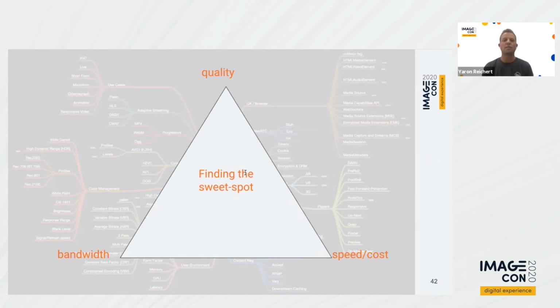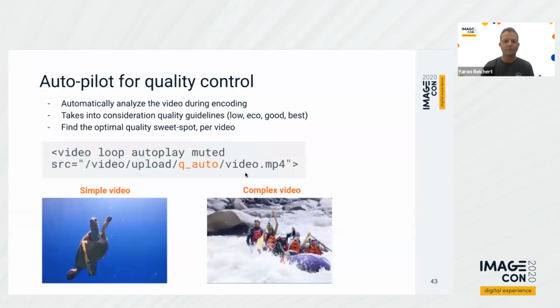So how can we choose the best video quality automatically? We just use an autopilot. In the same way we used F-Auto to automatically choose the best format and codec, we use Q-Auto, or automatic quality, to choose the best quality setting for a specific video based on the actual content and complexity of that video.